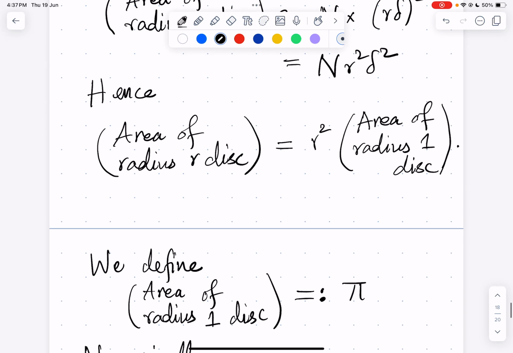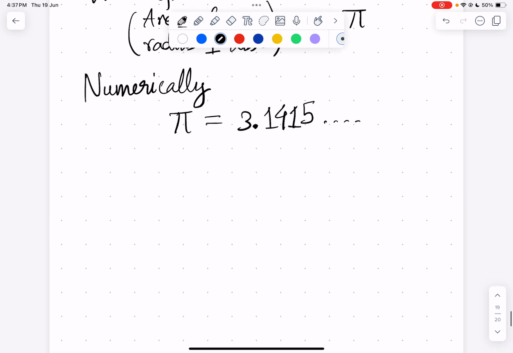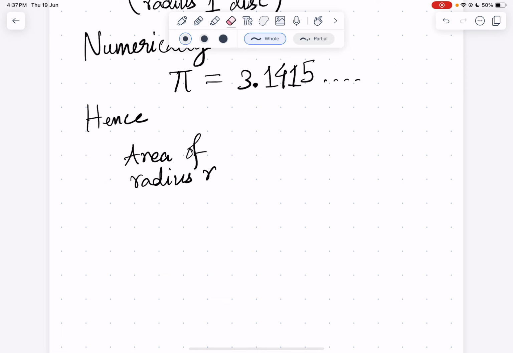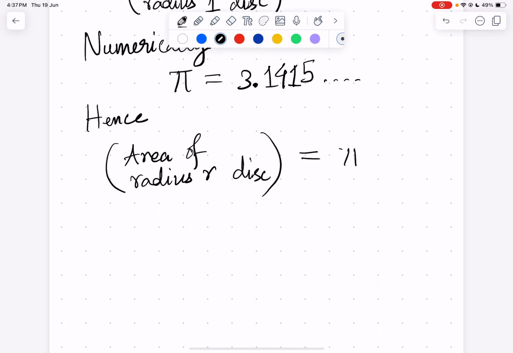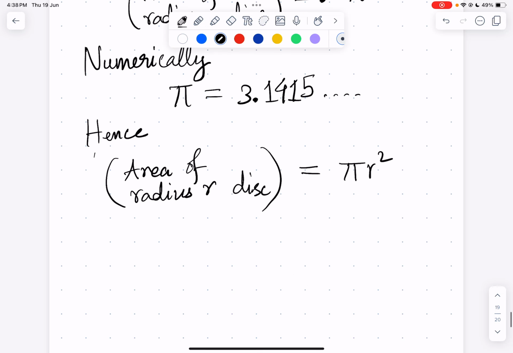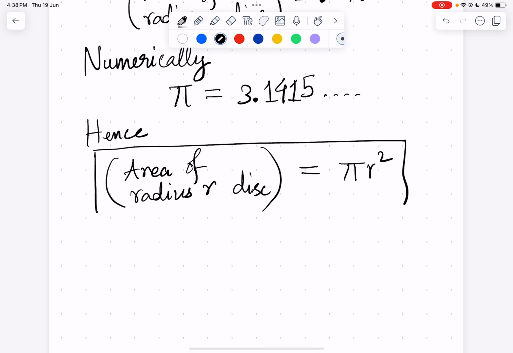So once we have considered the area of the radius 1 disk as this constant pi, we have the area of a radius r disk is r square times the area of the radius 1 disk, which is pi. The area of a disk of radius r is pi r square.